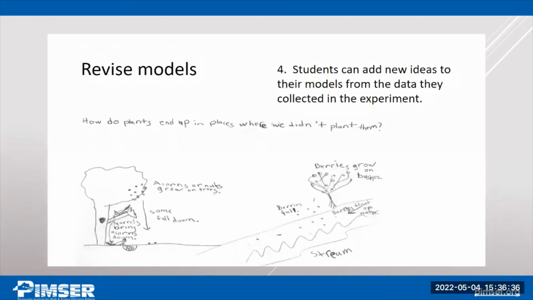After collecting new evidence from their investigations, students can go back and revise their models, adding some new learning to their initial ideas about how seeds might move to different places. So you can see this student has added some berries growing there on the bush, and now some of those are floating down the stream, being moved by water. And there's more descriptive detail that's been added to the model at this point.